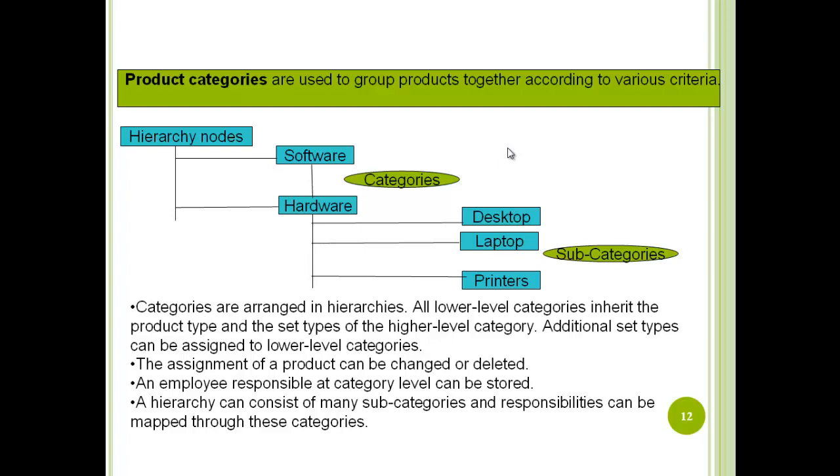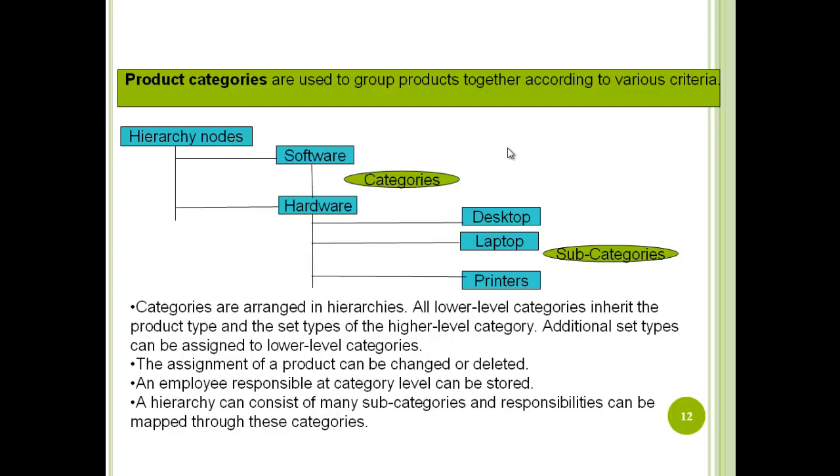Categories are arranged in hierarchies, and all lower level categories inherit the product type and set type of the higher level category, and additional set types can be assigned to lower level categories. So the lower level categories will inherit the set types which have been assigned to the higher level categories, and also certain specific set types could be assigned to the subcategories. If a product type is assigned to a category, only products or individual objects of this product type can be assigned to the category.